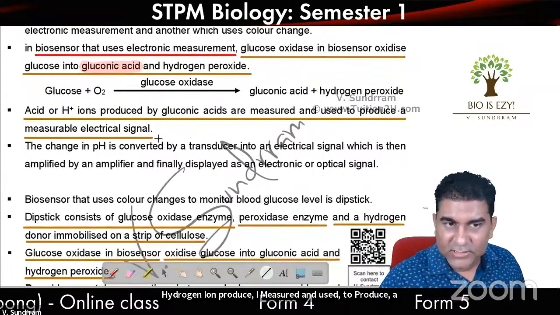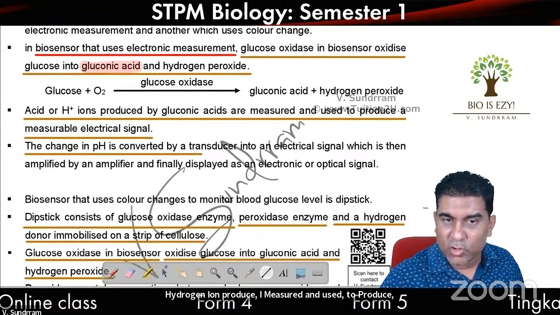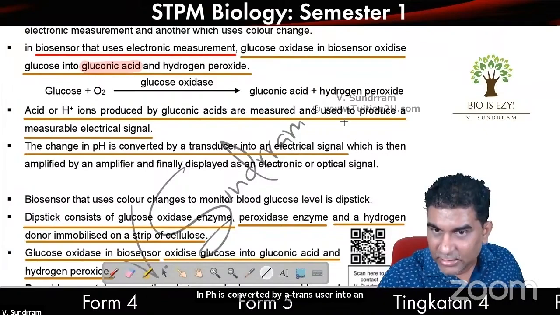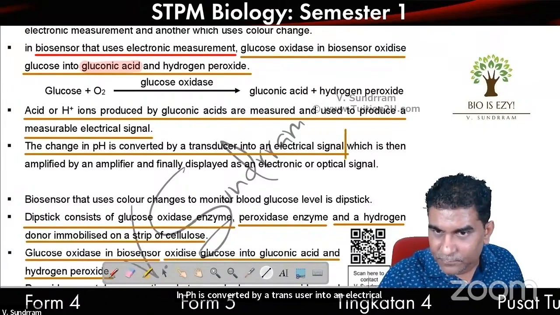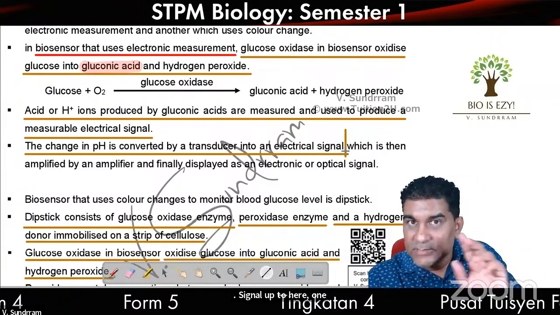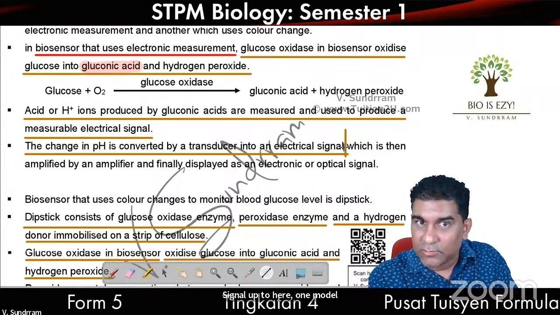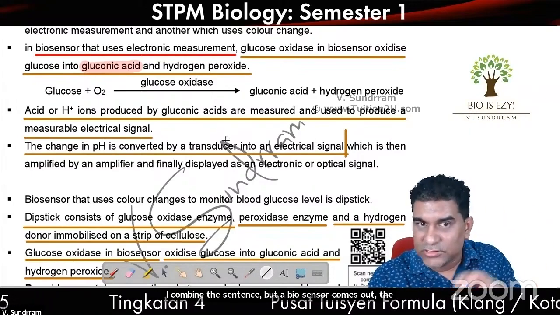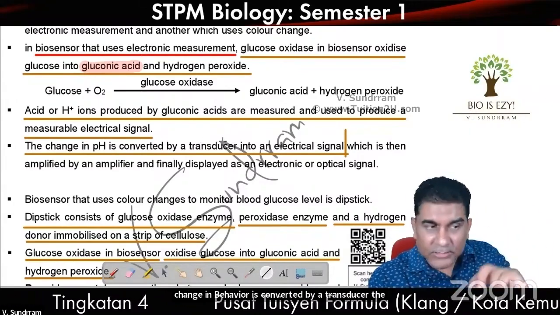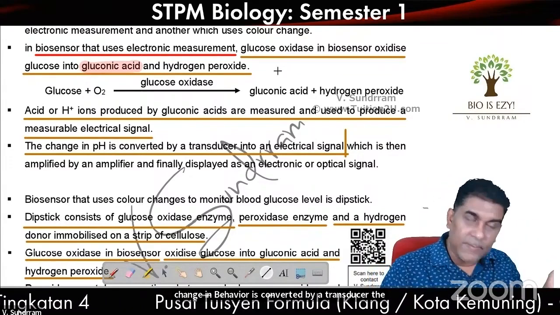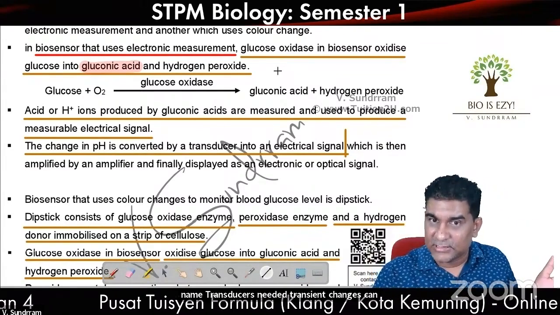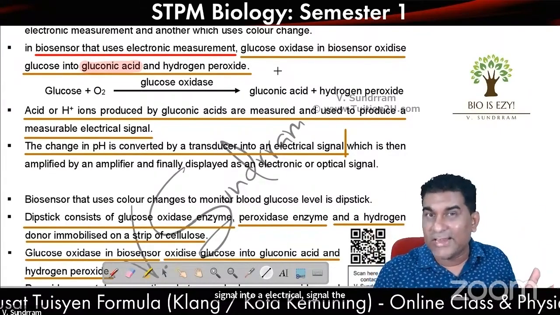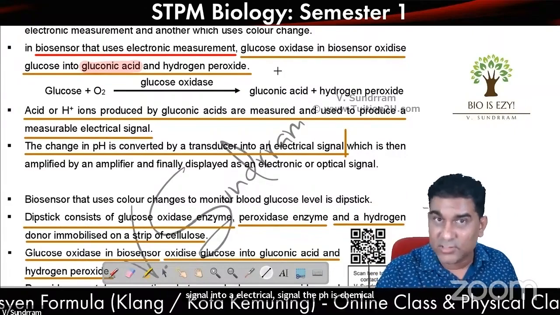Now first, the change in pH is converted by a transducer into an electrical signal. Up to here, 1 mark. I combined the sentence, but if biosensor comes out, the change in pH is converted by a transducer. The name transducer is needed. Transducer changes a chemical signal into an electrical signal. The pH is the chemical signal. Changing it into an electrical signal is the function of the transducer.